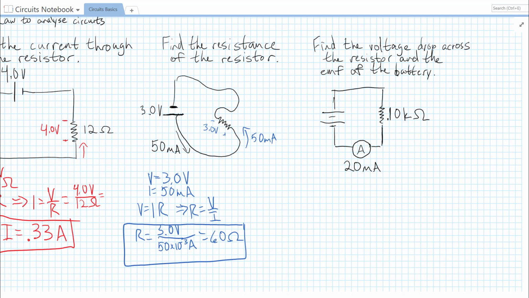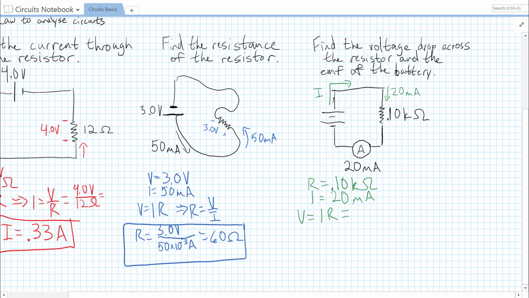So how are we going to solve this? Well, I'm going to mark up our circuit. We know that current's going to be coming around here. That's our I. But we also know that the current is constant all around a circuit. So our current coming into our resistor is going to be 20 milliamps. That's I. We know R. We should be able to solve for the voltage across that resistor. So we know that resistance is 0.10 kilo ohms, and the current I is equal to 20 milliamps.